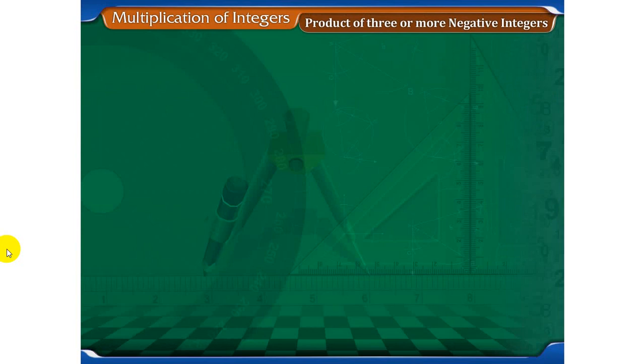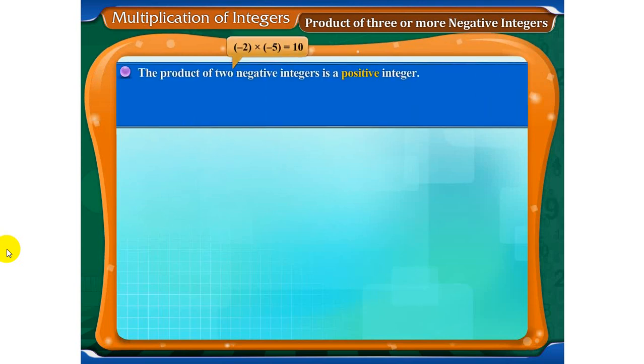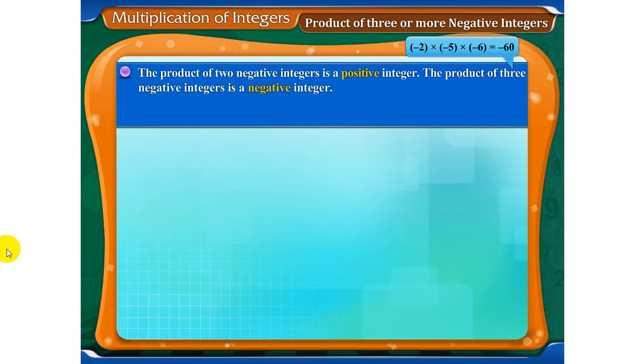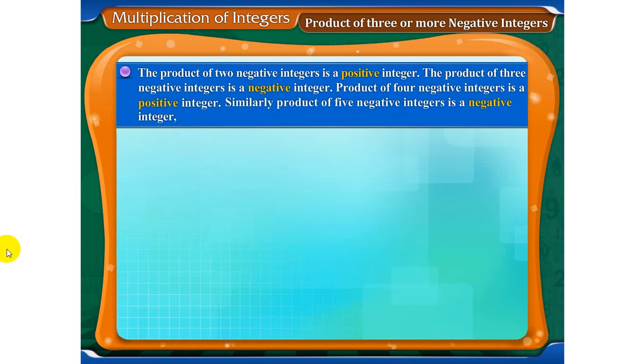Product of 3 or more negative integers. We observed that the product of 2 negative integers is a positive integer. The product of 3 negative integers is a negative integer. The product of 4 negative integers is a positive integer. Similarly, the product of 5 negative integers is a negative integer. Similarly, like this, we can get the product of 6 negative integers, and so on.